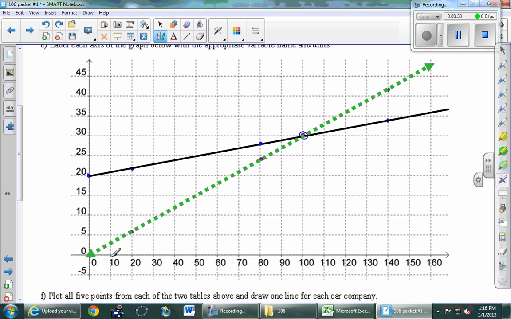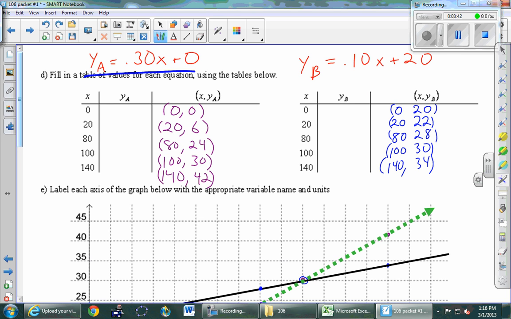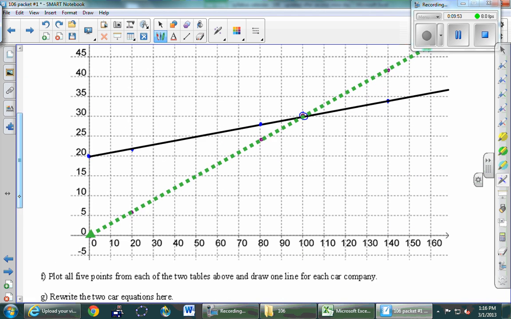Why is the green one steeper than the black one? You're paying more per mile. That's exactly what the slope of that line is. The slope of this green line, the first equation up here, what's the slope of that line? 0.30. It's steeper than the slope over here. What's the slope of that line? 0.10. So the green one is steeper, but it starts out below.